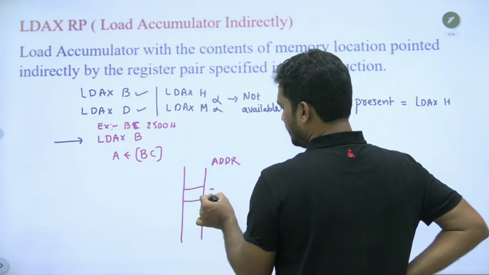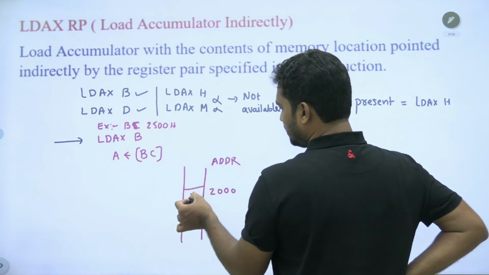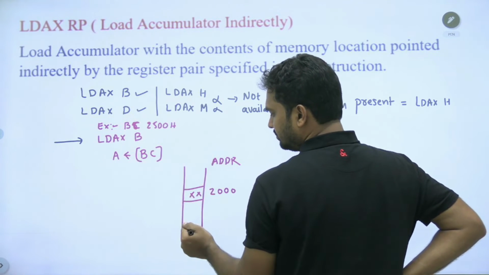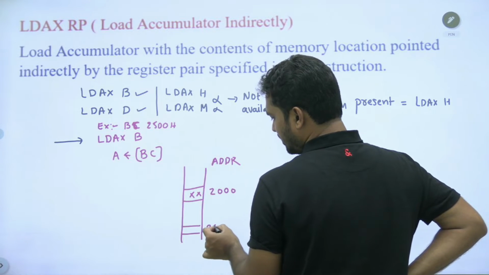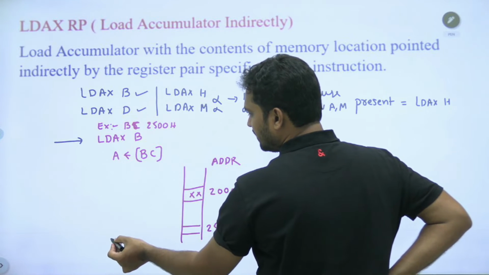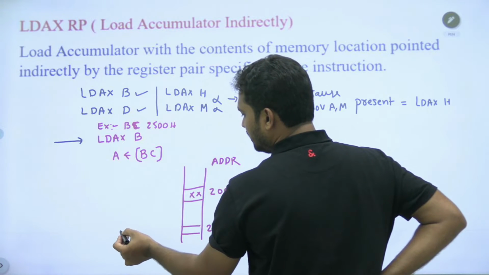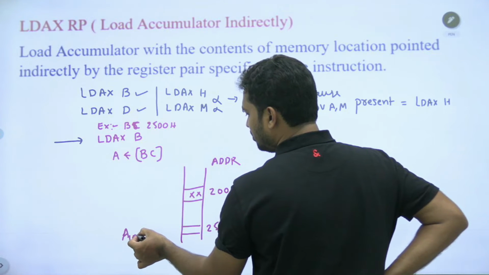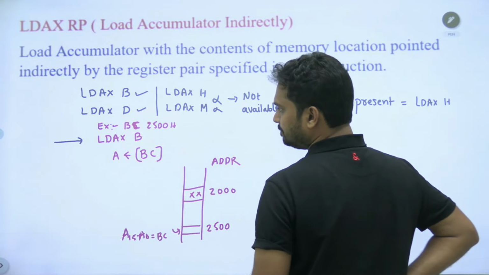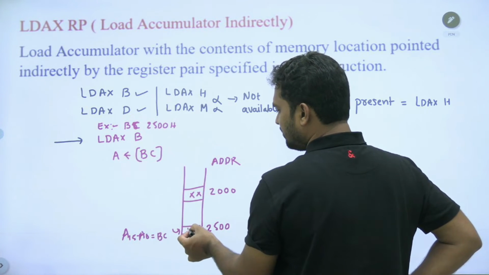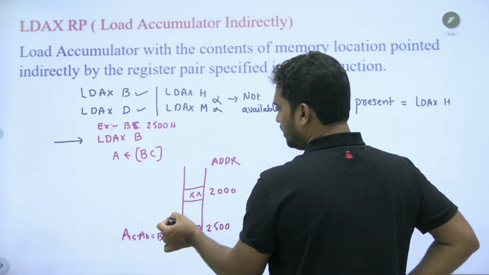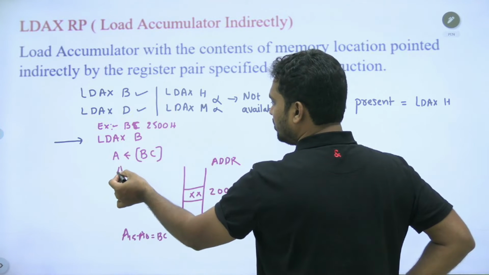Okay, at the address 2000, I have written this instruction LDAX B, opcode only. Then I go to 2500. Okay, who will have this 2500? The BC register pair. So here your A15 to A0 will be given to BC, so it will come here. Then some number is there, say 44. Then it will do a memory read and give it to the accumulator.